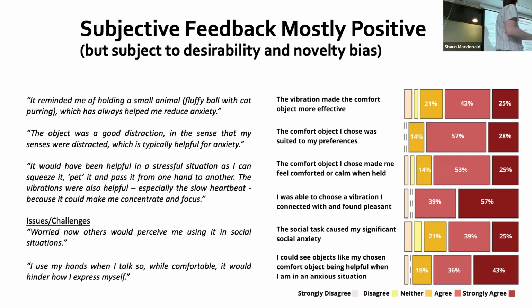People really liked their comfort objects. They felt that they were able to combine these different options together to suit their preferences. They felt the vibration did make it a bit more effective, and they felt a bit more connected to it as well. They did feel the task caused them significant social anxiety, and they felt it could be useful in a future situation. So once again, similar sentiments to before: people would choose the haptic ball, augment it with cat purring or heartbeat or something similar, and make themselves a small, evocative, animal-like object.